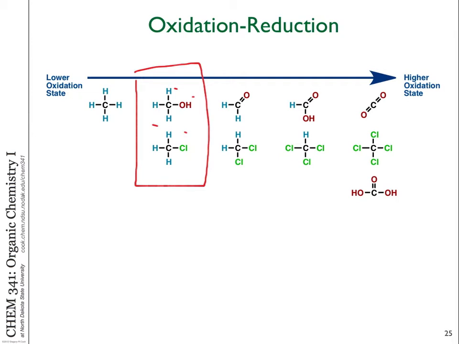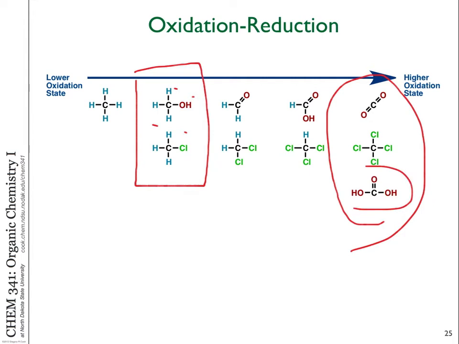And so on. And you can have different configurations. So for example, these. CO2 has the same oxidation state as carbonic acid, but it's a different molecule. But they both have 4 bonds to oxygen. And that's comparable to carbon tetrachloride, which has 4 bonds to chlorine.